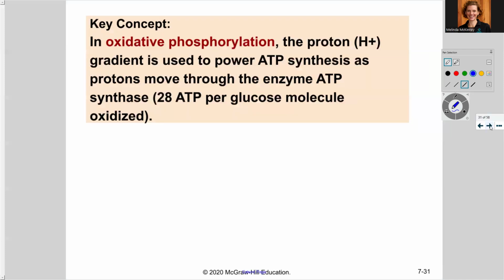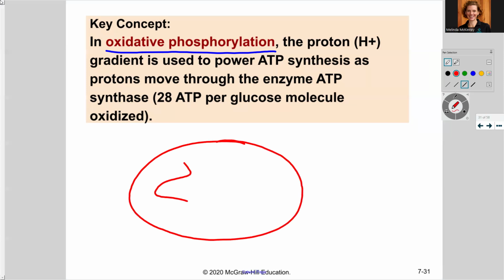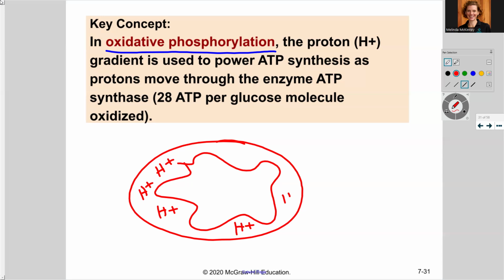Okay. Oxidative phosphorylation, we have a proton gradient. So we have a mitochondria. We've got all of these hydrogen ions in this space here, a whole bunch of them. They want to get away from each other. That is going to power ATP synthesis.